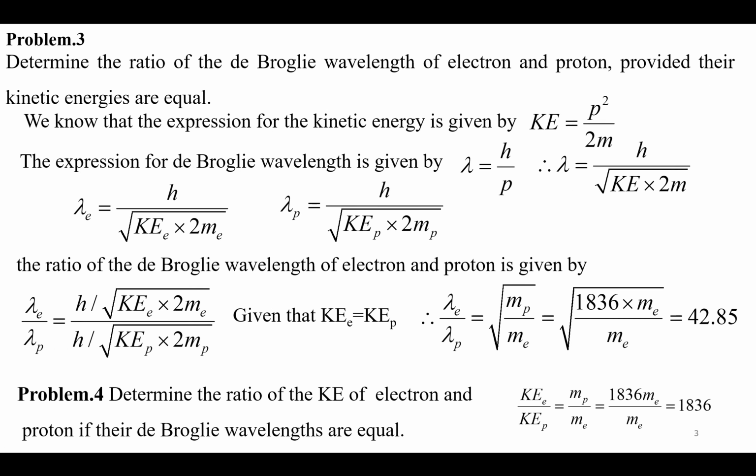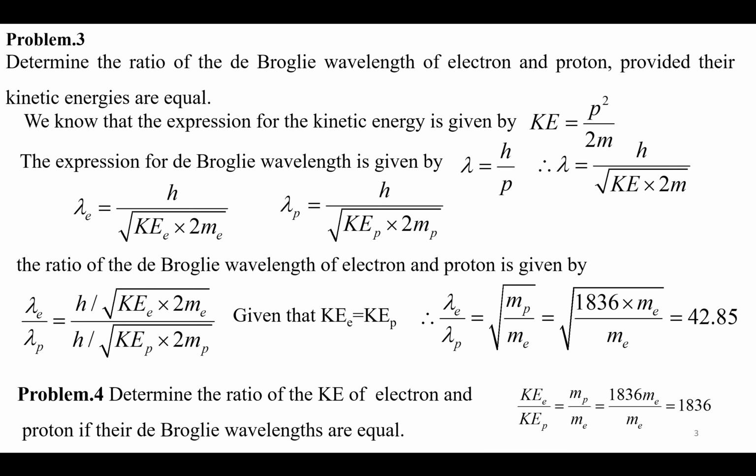So we will go for problem 3. Determine the ratio of the de Broglie wavelength of an electron and proton, provided their kinetic energies are equal. So given that the kinetic energies of electron and proton are equal, we are going to determine the ratio of the de Broglie wavelengths, that is lambda E by lambda P.